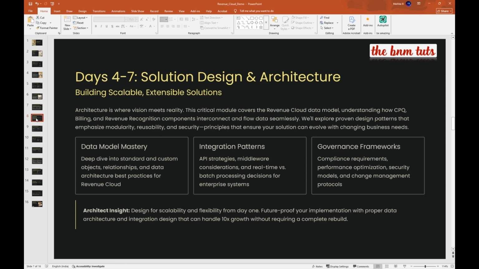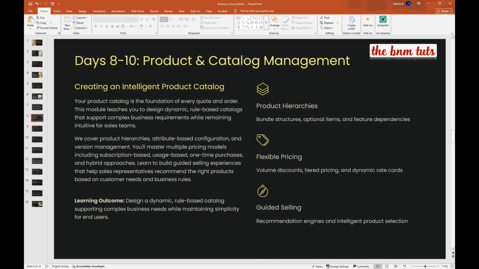And in the coming days, I'll be explaining product and catalog management. That means understanding how to structure, maintain and govern the product data within CPQ and billing. Why? Because we need to design the product hierarchies, that is the parent to child relationship, and product bundles as well. We need to configure them, and the pricing models also. Like I told you, we have to define pricing models like one time, recurring, or usage based pricing, volume based or tier based. These are different types of models that are coming up in the market now.